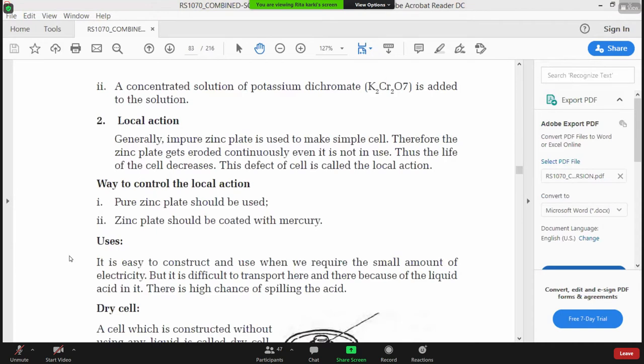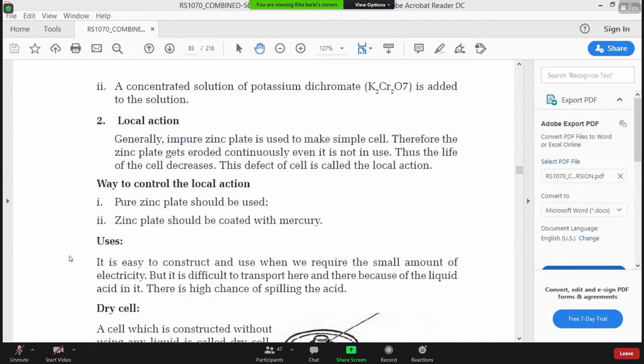As we are all familiar, the simple cell comprises copper as an electrode, and it also comprises zinc as an electrode. The zinc used as the electrode in a cell generally contains a larger amount of impurities, such as carbon or iron. Because of these impurities present in the zinc plate itself, the local action is set up.